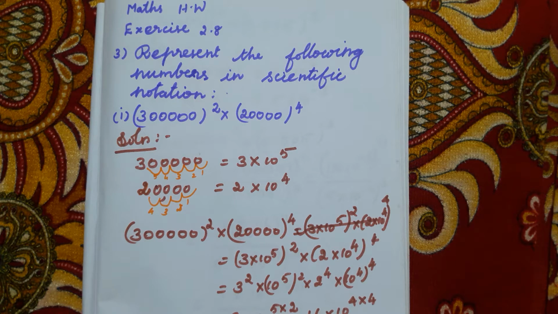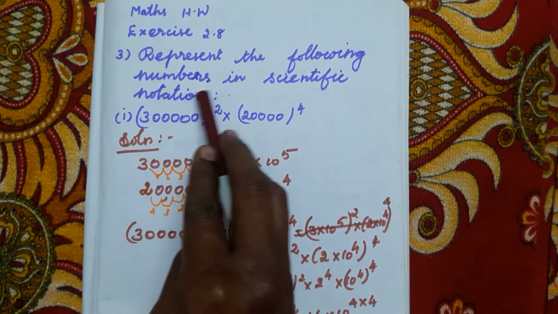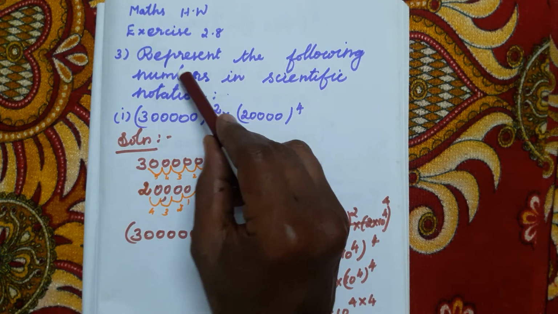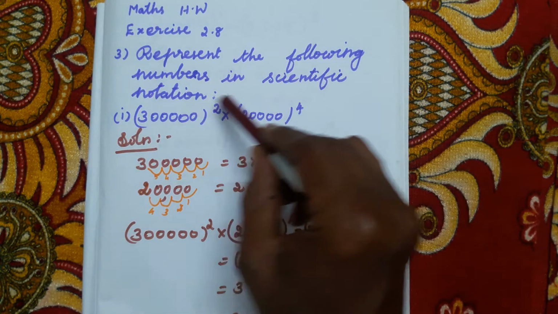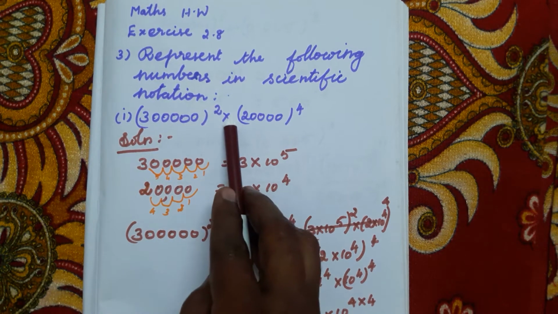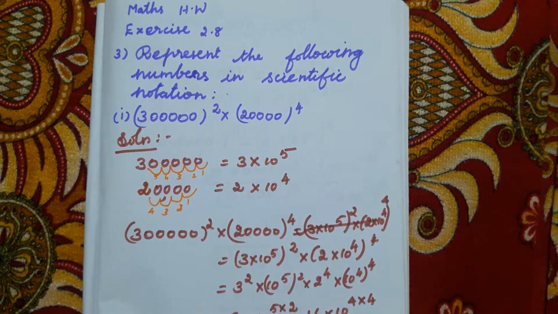In the previous class I gave two problems as homework. Have you all completed? Okay, students, take your homework note and check the answers. Represent the following numbers in scientific notation. Exercise 2.8, third problem: (3 lakhs) the whole square into (20,000) the whole power 4.